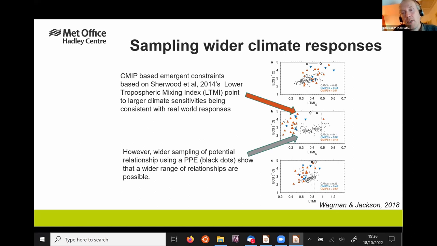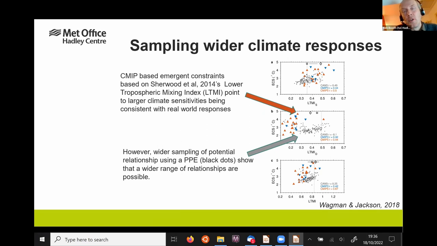and you perturb the parameters, you can get a very broad range of response within just one of those model configurations. That's the small dots in this case, and that revealed that there's actually a much broader range of behavior in terms of climate sensitivity, which is the horizontal axis, which is consistent with that lower tropospheric mixing index. So there's a lot of traction, I think, in thinking about how we make our own climate projections more robust or less uncertain.